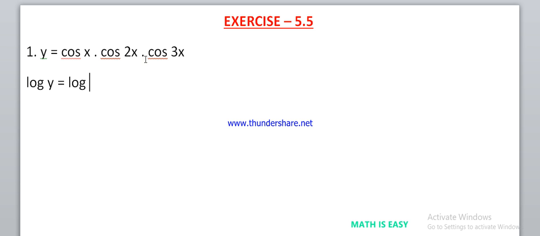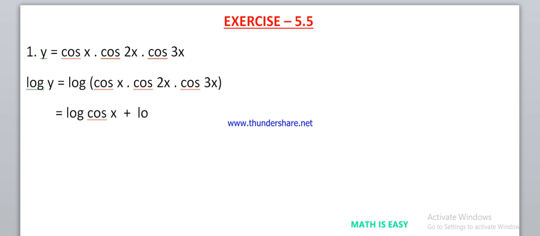So you can write this as log of this entire thing will come as it is. Now according to the formula, if I expand, this is going to be equal log cos x plus log cos 2x plus log cos 3x. Simply the log m into n can be written as log m plus log n. So the same formula we are going to apply here.